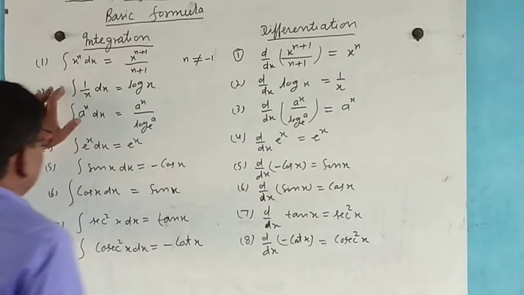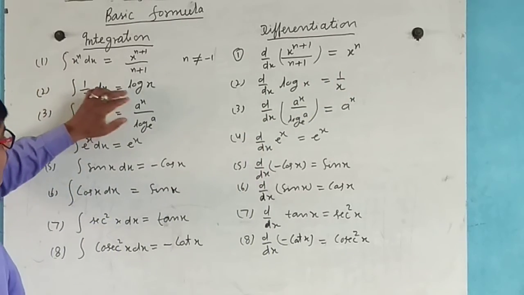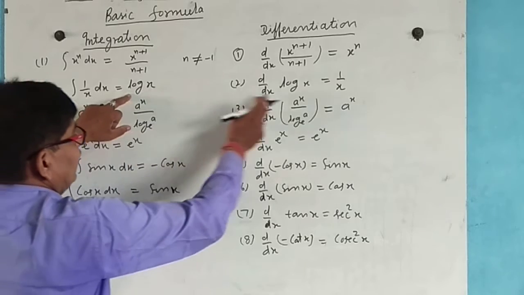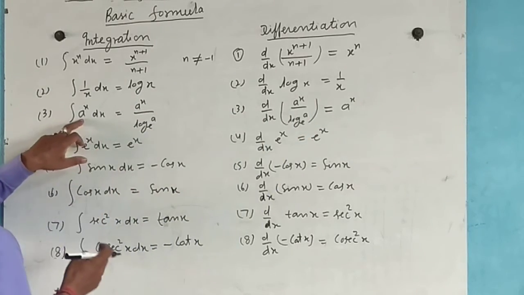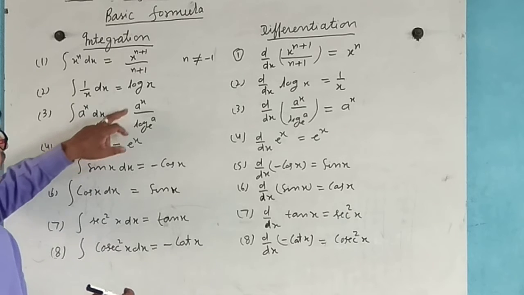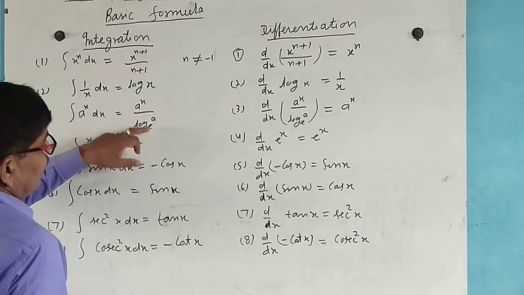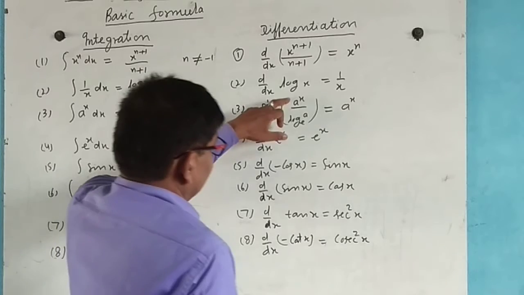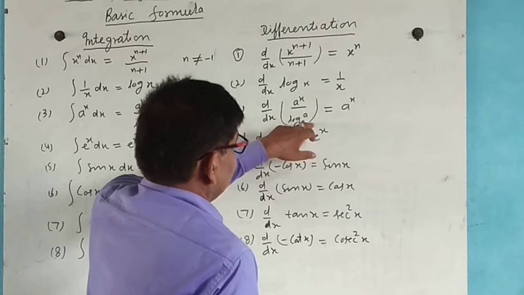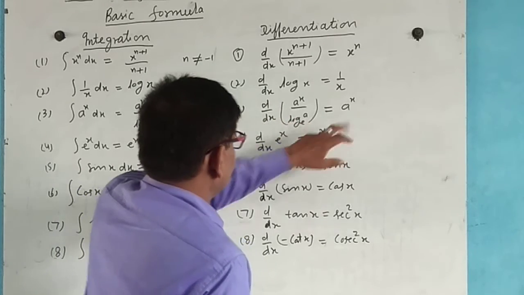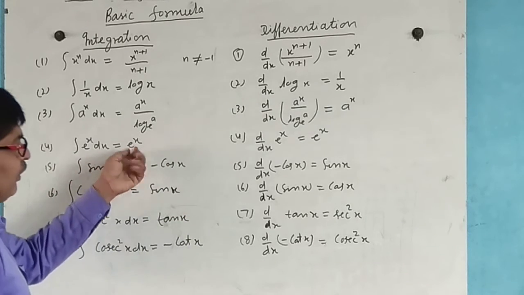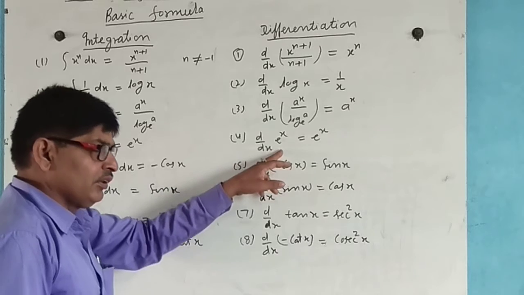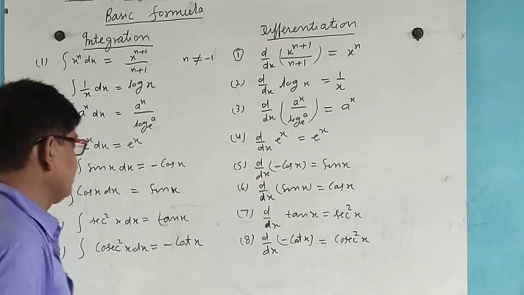Integration of 1 by x dx is log x, and the differentiation of this is this. Similarly, integration of a to the power x dx equals a to the power x divided by log a base e, and the differentiation of this equals a to the power x. Integration of e to the power x dx is e to the power x. Similarly, the differentiation of e to the power x is also this.